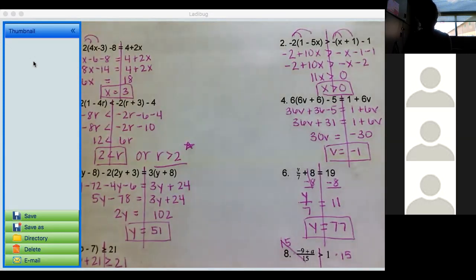Okay, so look at my work and see if you need me to go over it. But so just look at my work. You don't have to flip the sign. I had it the wrong way. Okay.